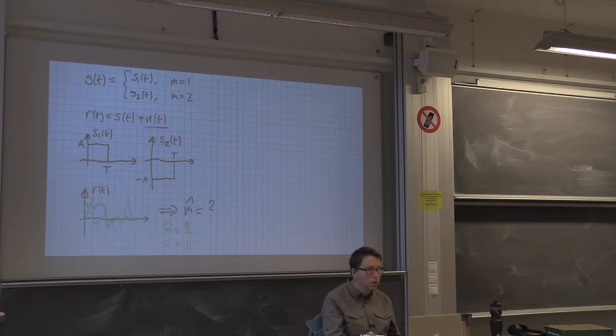blue one. Okay, and this is a brilliant idea, it turns out, and this is also known as the minimum distance receiver. So we compute distances, and then we pick the signal alternative which is closest, that is on the minimum distance to what we have seen, to the received signal. Okay.